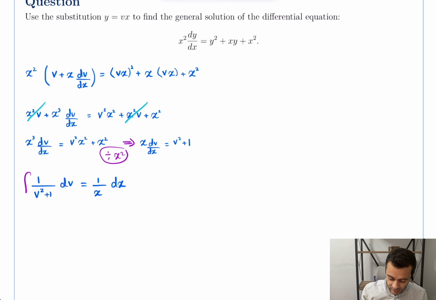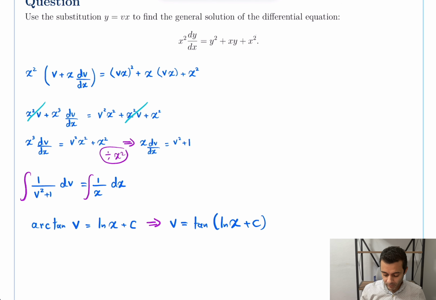So if you integrate here and here, what will we get now? You know from the formula booklet that the integral of 1 over v squared plus 1 will be arctangent v. And the integral of 1 over x is ln x, the natural logarithm of x. So here, as you see, we have arctangent v, and when we integrate 1 over x, we'll have this plus c.